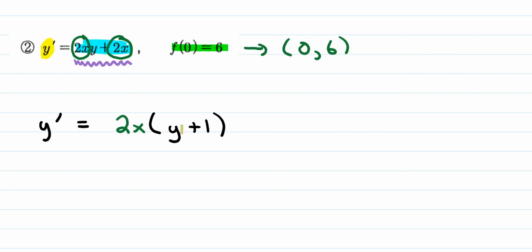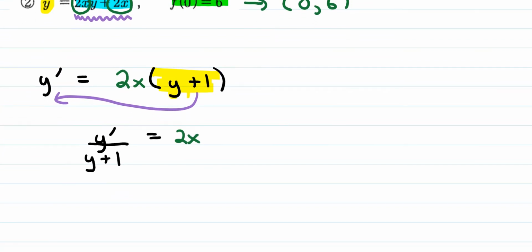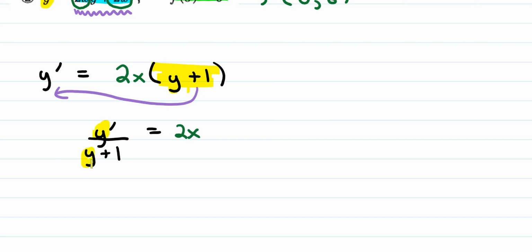The goal is I need to isolate for y somehow. For differential equations, you always want to have the y variables on one side and the x variables on the other side. So I'm going to just divide both sides by y plus 1. I'm basically going to take this whole term, y plus 1, and move that downstairs. If I do that, I get y prime divided by y plus 1 equals 2x. That's a good first step, because now I can see that the y's are on one side and the x's are on the other side.